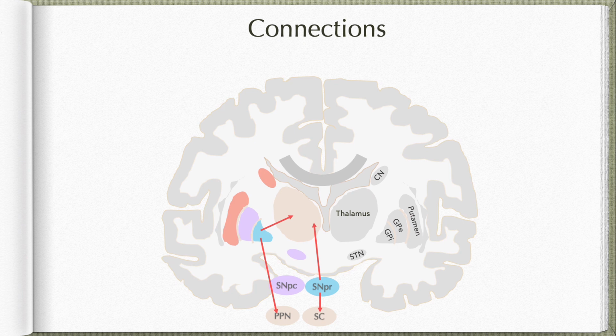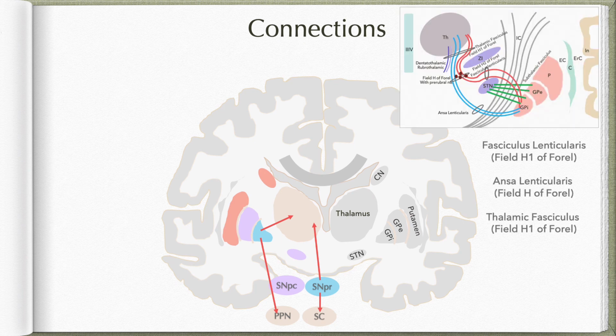Now, connection between globus pallidus internum and thalamus, they take one of the following pathways. Either they form fasciculus lenticularis. These are the fibers which will be passing through field H1 of Forel on the dorsal aspect of the subthalamic nucleus and ventral to zona incerta. The second group of fiber bundles are the ansa lenticularis.